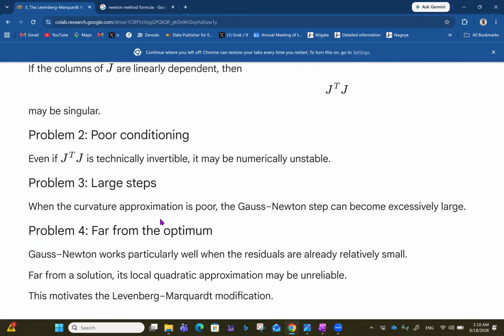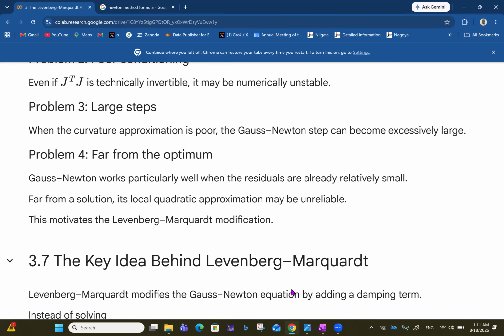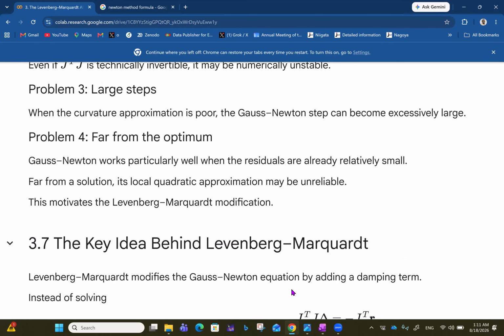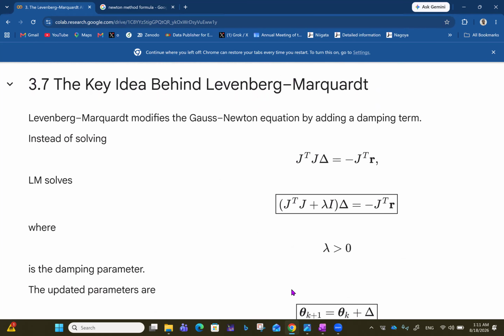In this case, we are dealing with matrices, with tons of parameters, so it can be such a problem. Gauss-Newton works particularly well when the residuals are already relatively small. Far from a solution, its local quadratic approximation will be unreliable. This motivates the Levenberg-Marquardt modification. The inefficiencies of the Newton and Gauss-Newton methods are what led to the idea of the Levenberg-Marquardt algorithm.